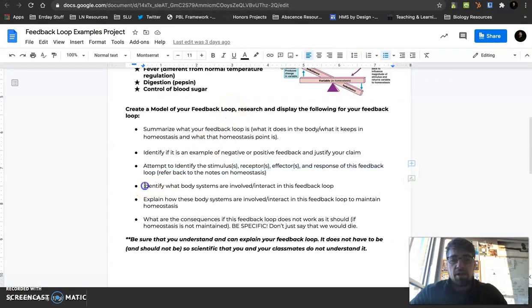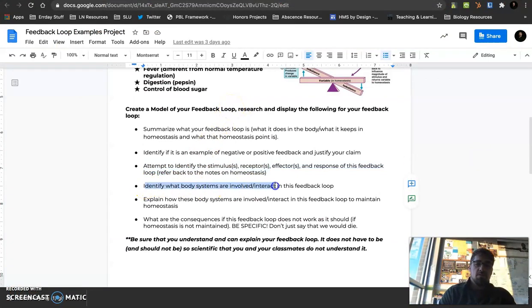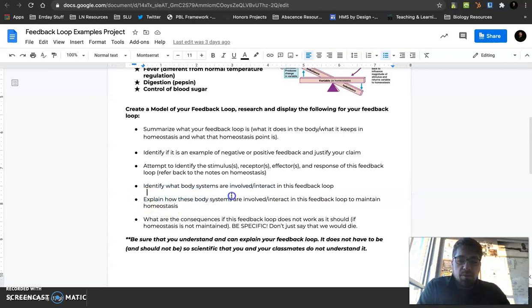Okay, then you're going to identify what body systems are involved. So is it the respiratory system, the cardiovascular system, the nervous system? Okay, again, do a little research, figure that out. Okay, you're going to explain how those body systems are involved. What do the body systems do? If your nervous system is involved because it releases signals to the brain, that's what it's doing. So explain that.